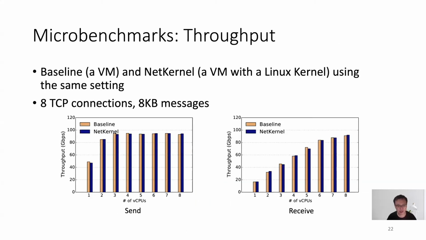We also did some macro benchmarks on the throughput and the RPS for NetKernel. We compared the baseline and NetKernel using the same setting: 8 TCP connections, and the message size is also 8 KB. We can see NetKernel can achieve the same performance as the baseline. They both can achieve 100 gig with 8 cores receiving and 3 cores sending.